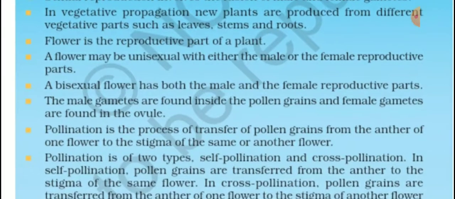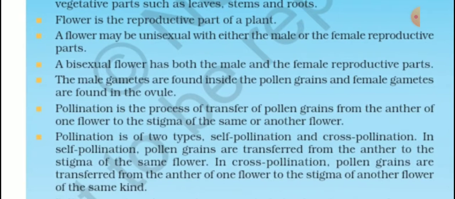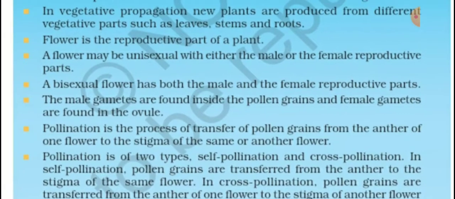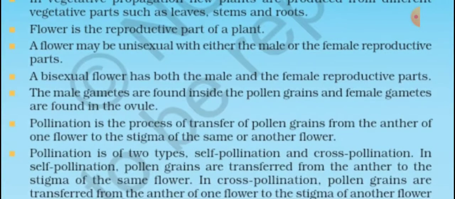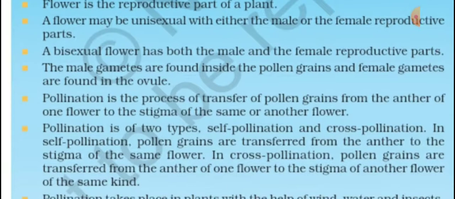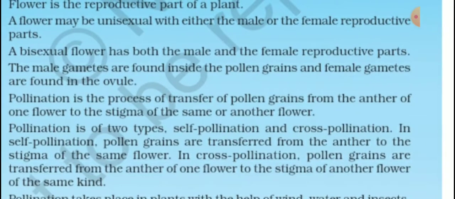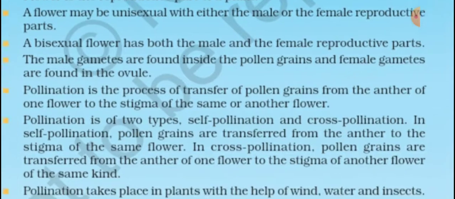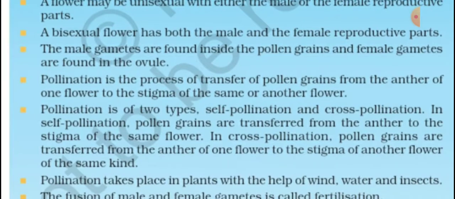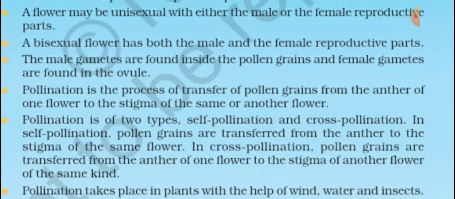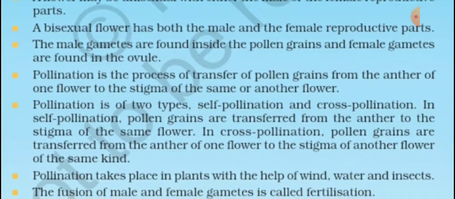Next, the flower is the reproductive part of a plant. A flower may be unisexual, with either the male or female reproductive parts. Next, bisexual flowers. A bisexual flower has both male and female reproductive parts. The male gametes are found inside the pollen grains and the female gametes are found in the ovule.